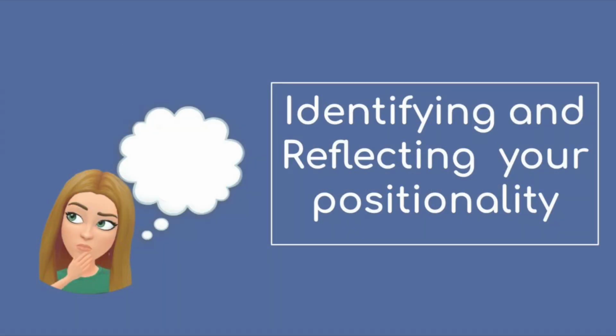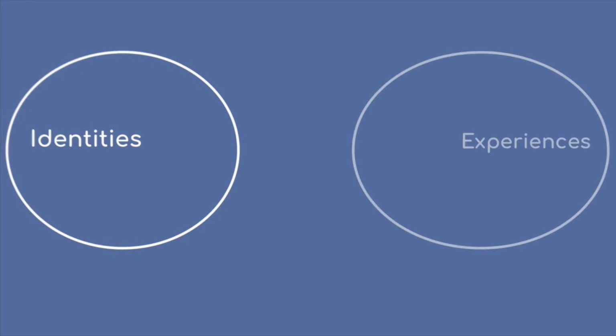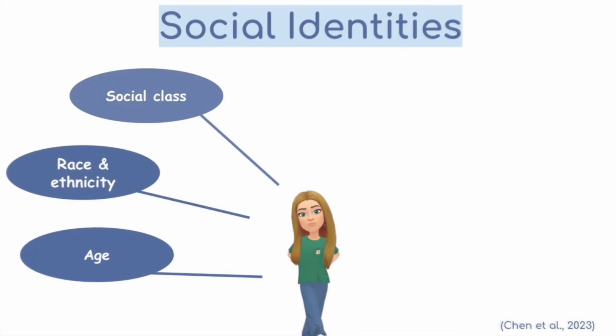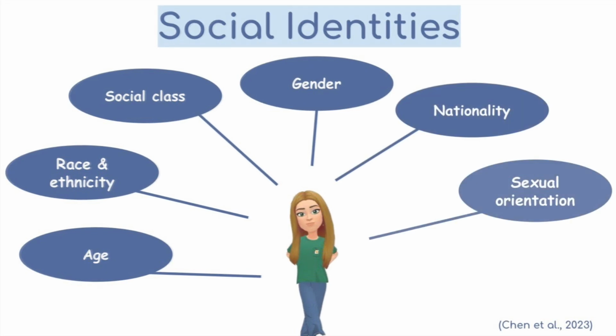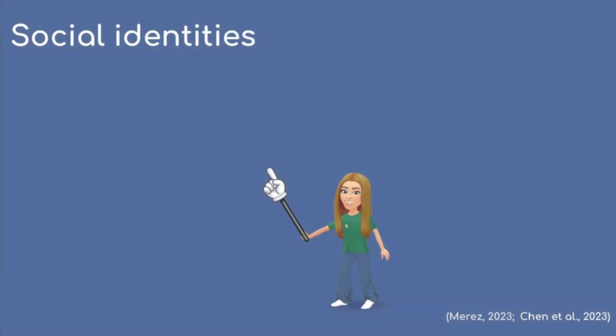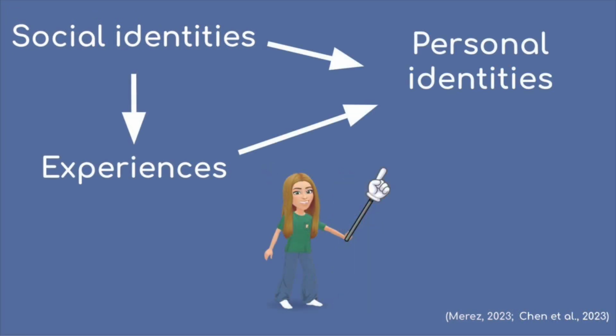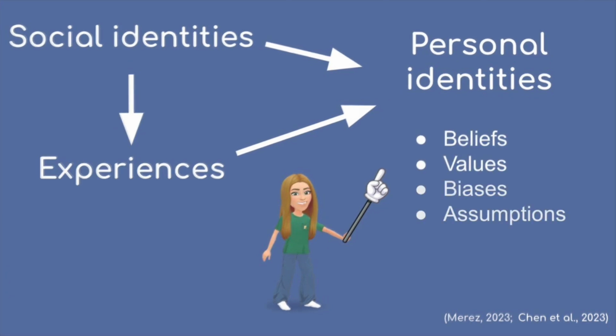Identifying and reflecting on your positionality requires you to look at your identities, your experiences, and their intersectionality. A great place to start is with identifying your social identities. This is relatively easy and quick to think about. Some social identity categories are age, race and ethnicity, social class, gender, nationality, sexual orientation, and ability. Social identities can influence the experiences people have, which will impact parts of your personal identity, such as beliefs, values, biases, and assumptions that you make about the world and the people around you. Therefore, positionality is influenced by many factors and closely relates to power dynamics and privilege within society.